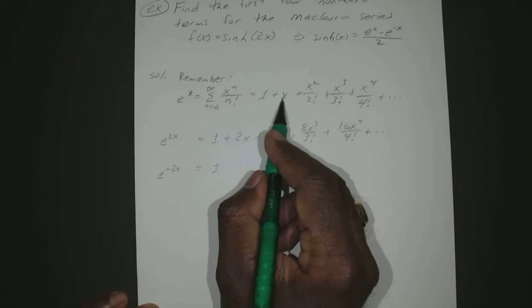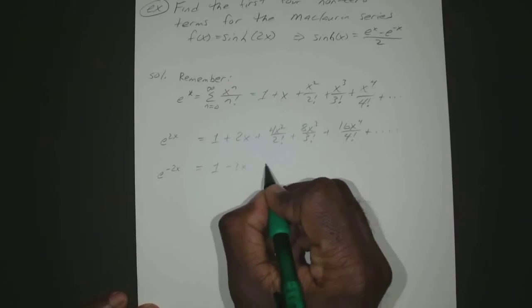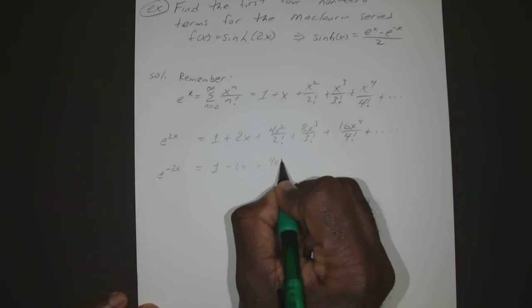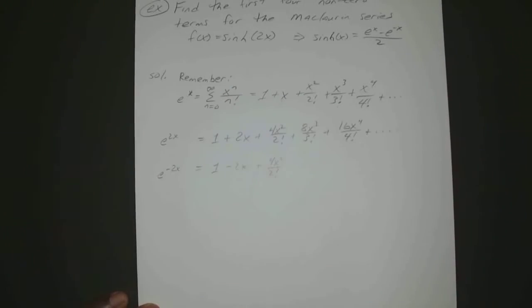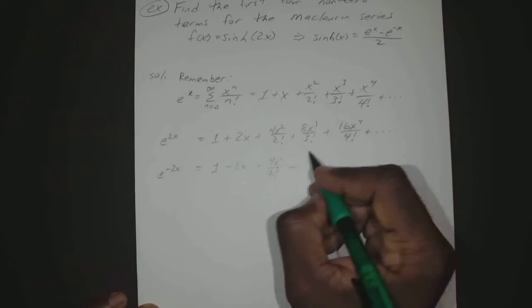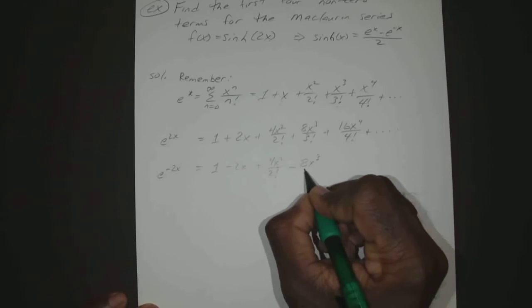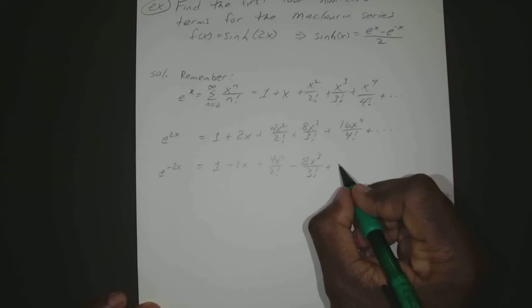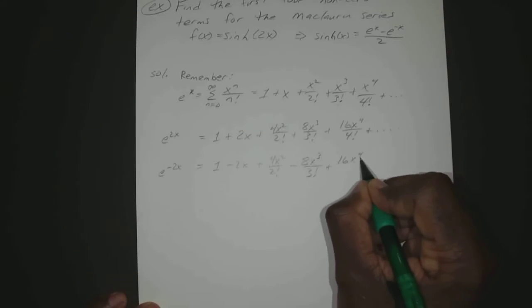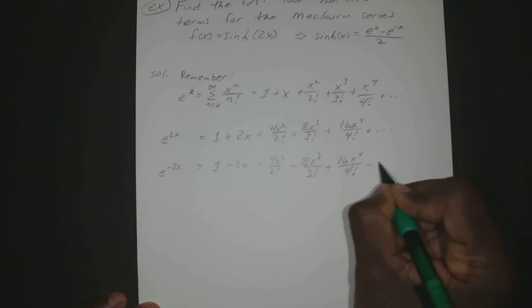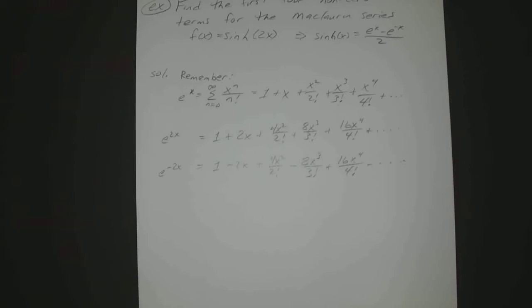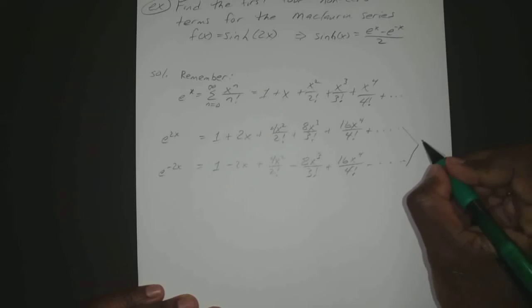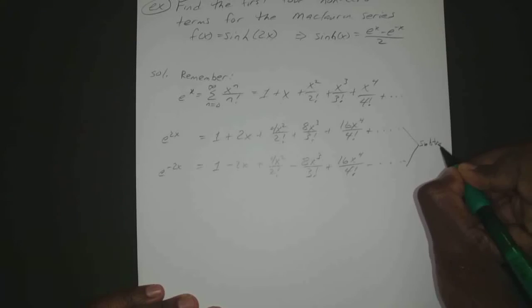That's going to be 1 minus 2x plus 4x squared over 2 factorial, since it comes out to be even, minus 8x to the third over 3 factorial plus 16x to the fourth over 4 factorial, and then it goes on and on and on. Okay, so what we're going to do now is we're going to subtract these two.